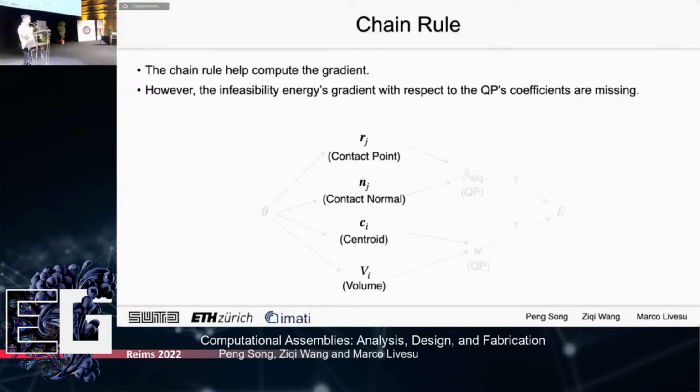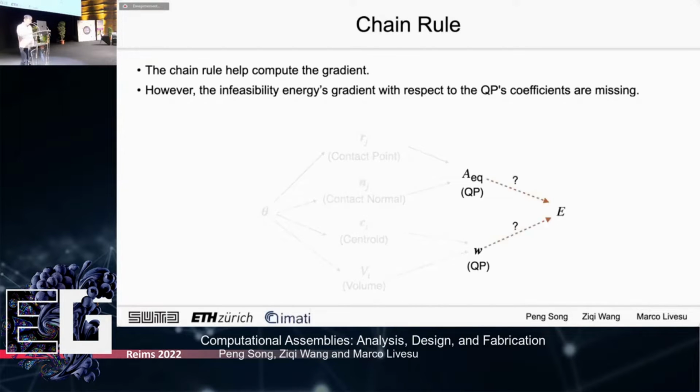So first are the design parameters, from which we compute the basic geometry properties, such as contact points, normals, part centroid, and part volume. Then these geometry properties derive the coefficient matrix of the quadratic programming, which is used for the infeasibility energy measurement. We can compute these derivatives either using hand-derived formulation, or we can use auto differentiation.